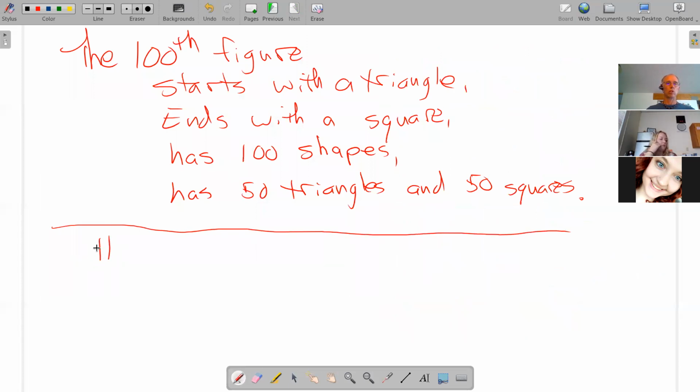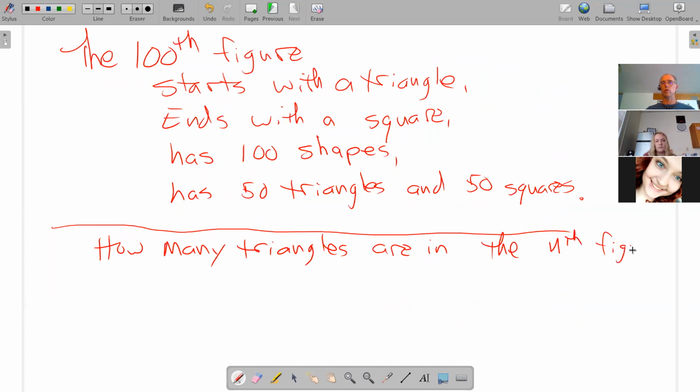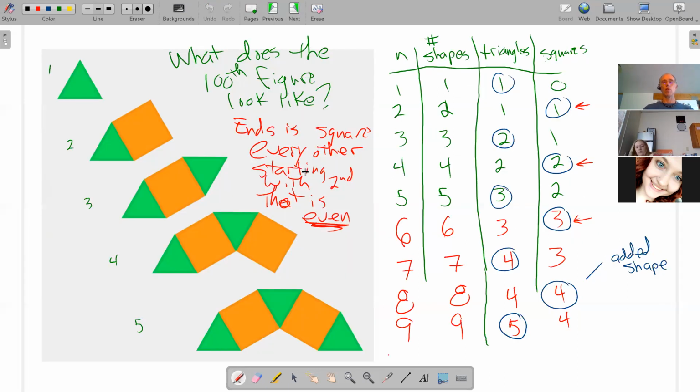So let's do how many triangles are in the, I'm just going to say the nth figure? Now, what we can see from our table is, well, that kind of depends on whether n is odd or even, right? If n is even, I didn't get to add an extra triangle, but if n is odd, I did get to add an extra triangle. So we're just going to have to play around with that. So let's just play with the triangles to answer this question.